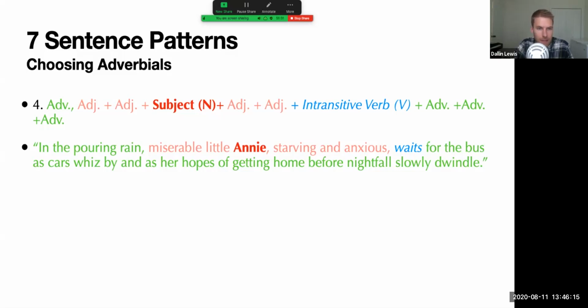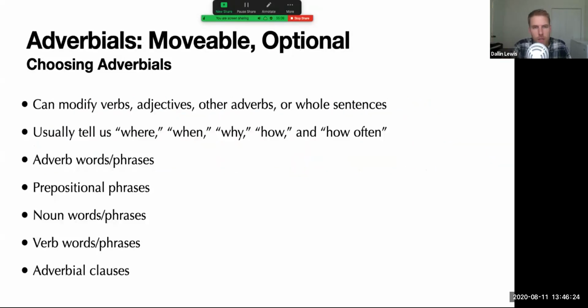The adjectivals modify the noun any, and the adverbials here are modifying how she waits, or the verb. So in this video and chapter, we're going to focus on these adverbials. Now, we'll look at adjectivals next time, and then after that, we'll look at nominals. So adverbials modify almost everything except nouns themselves. They can modify verbs, adverbials, adjectivals, or even entire sentences. We saw this in the last video.